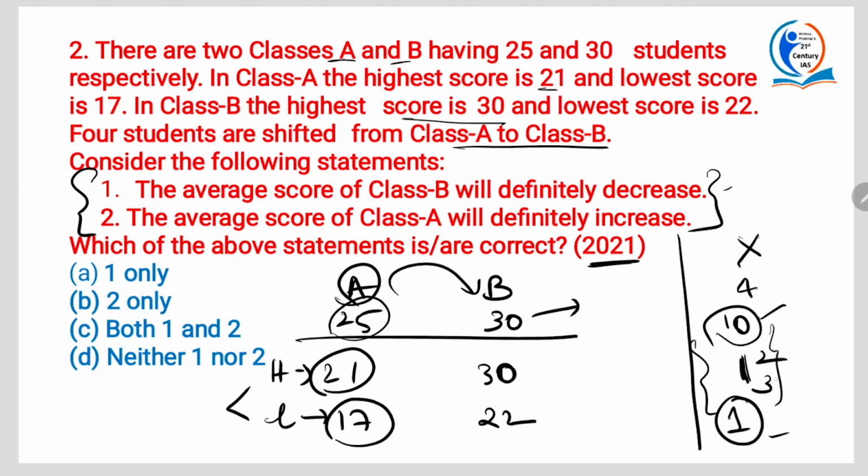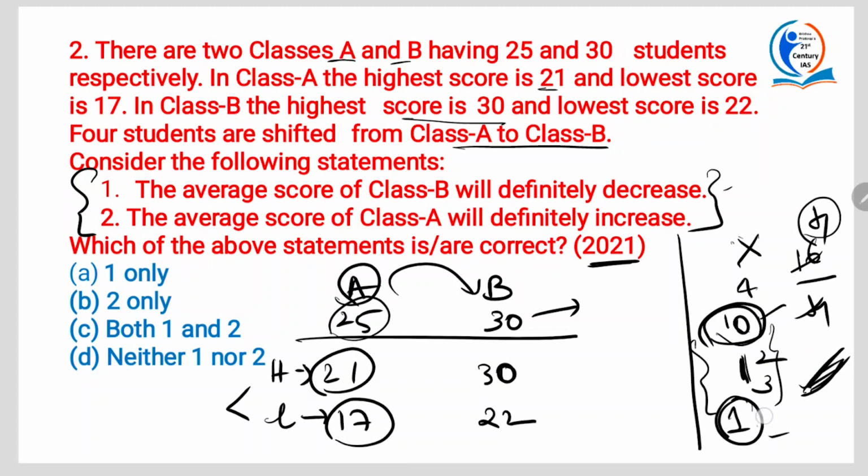Okay, now what is the average? 10 plus 2 plus 3 is how much? 15. 15 plus 1 is 16. 16 by 4, so 4. 4 is the average of class X. Okay, so is that 4 in between 1 and 10? Of course, yes.